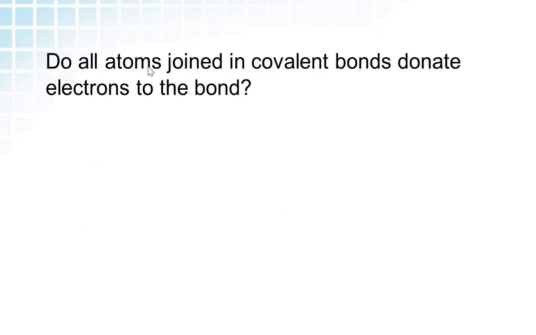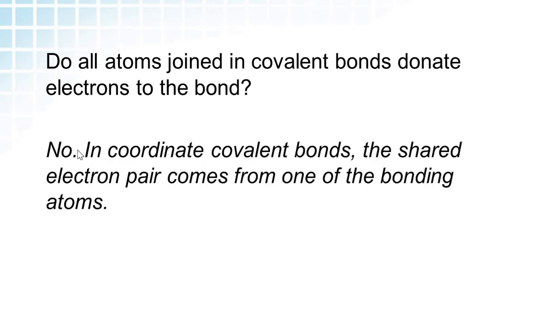We have here the last question of this lesson. Do all atoms joined in a covalent bond donate electrons to the bond? For sure no, because we have an example here of coordinate covalent bonds. The shared electron pair can come from one of the bonding atoms.